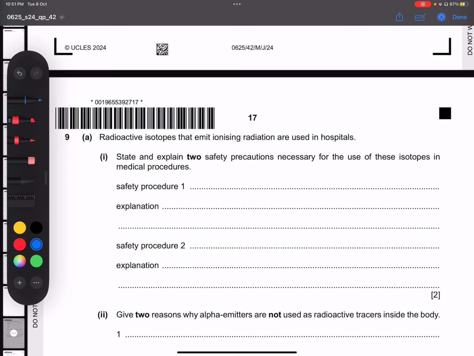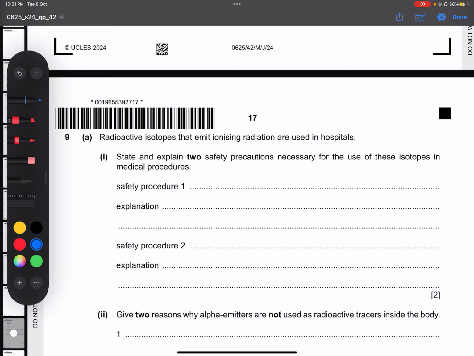Now the ninth question: radioactive isotopes that emit ionizing radiation are used in hospitals. State and explain two safety precautions necessary for the use of these isotopes in medical procedures. Safety precaution 1. The radiation is quite harmful for people, and it has the capability of breaking your DNA and replacing it with mutations. The increased number of mutations could cause a cell to become cancerous, and that is obviously quite bad.